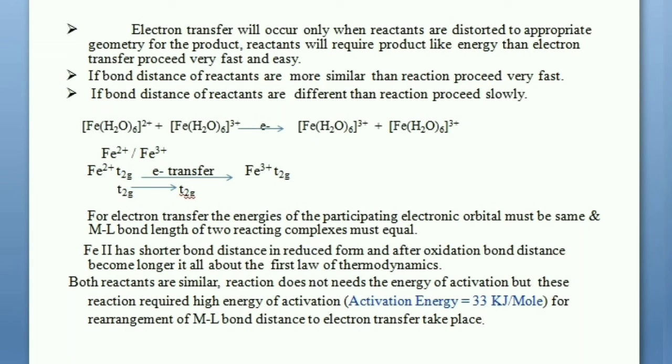According to Franck-Condon, the reaction proceeds very fast when reactants are distorted to appropriate geometry for the product. Reactants will require product-like energy and the bond lengths of reactants are equal. It means the participating reactants have the same electronic orbital and metal-ligand bond length. When the hexa-aquo-iron 2 plus complex reacts with the hexa-aquo-iron 3 plus complex and gives product, it requires a very high energy of activation, 33 kilojoule per mole. It is due to, here you can see both the reactants are similar, but the iron 2 plus complex has shorter bond length than the iron 3 plus complex. Thus, for rearrangement of metal-ligand bond distance, high energy of activation is required for completion of the reaction.